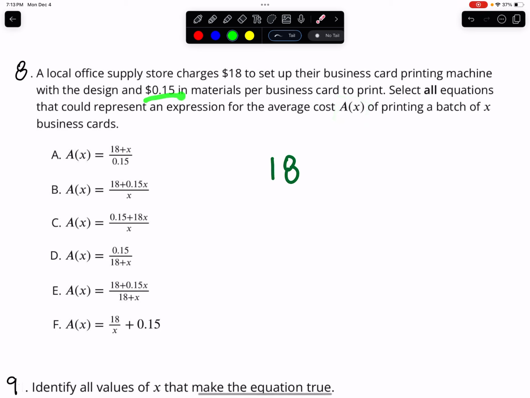Okay, let's go back over here to this 15 cents per business card. Let's write the 15 down here. It's going to be 18 plus 0.15, the 15 cents. Now, every card, we need to multiply this times X, because every card we're going to pay 15 cents. You buy one card, you pay 15 cents. You buy two cards, you pay 30 cents. You buy three cards, 15 times 3, you're going to pay 45 cents. You buy 10 business cards, you're paying $1.50.